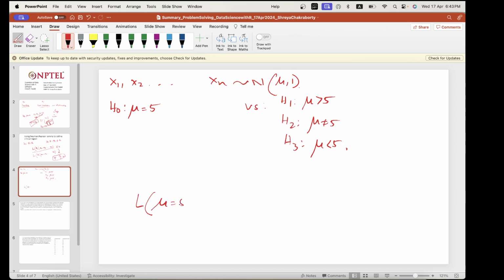Likelihood of mu equal to 5 given x1 to xn by likelihood of mu equal to, let's say, mu1 given x1 to xn. This should be less than or equal to k. Okay. Now, likelihood is essentially what? Since x1 to xn are independent, they are IID, so this is exactly like the joint PDF. So we are going to write the joint PDF of x1 to xn, f(x1, x2, ..., xn). So how will we write this?